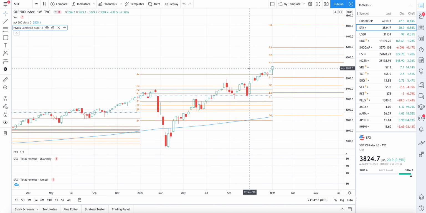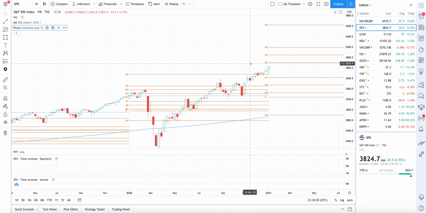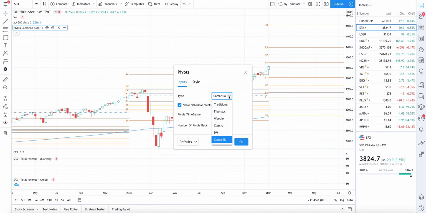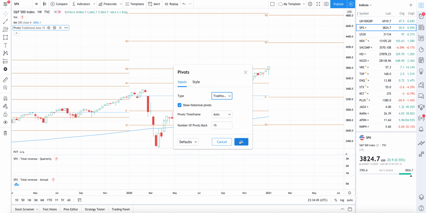short-term resistance points up above, and there we have them at 3,896, so 3,900, 4,050, 4,200. These will be key price levels to watch out for over the coming month or so. Switch that back to the standard floor pivots.